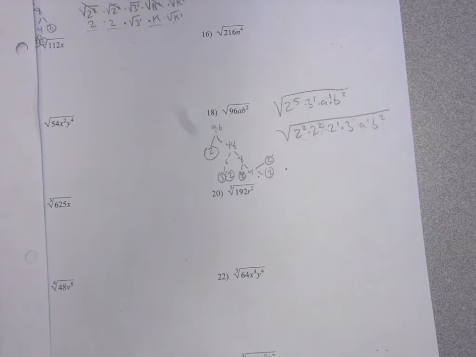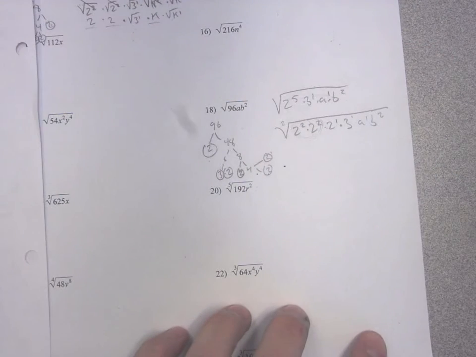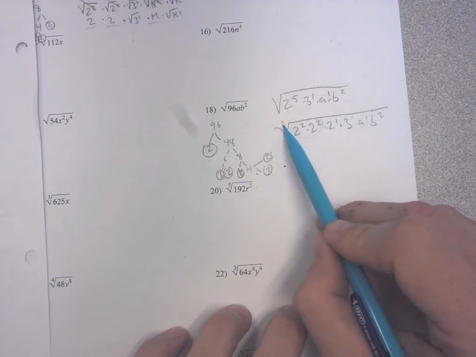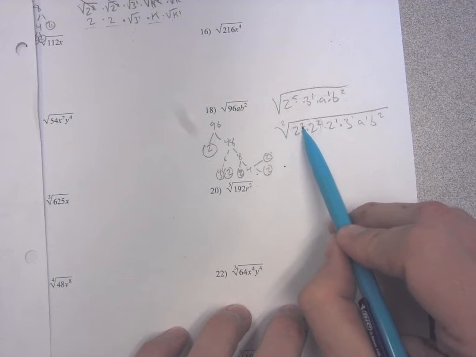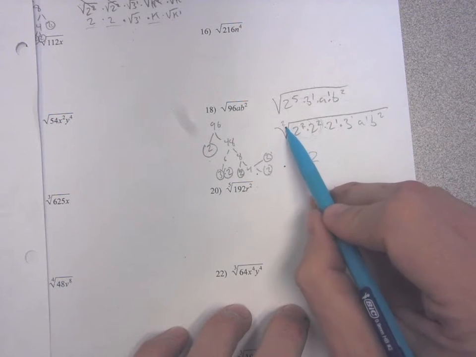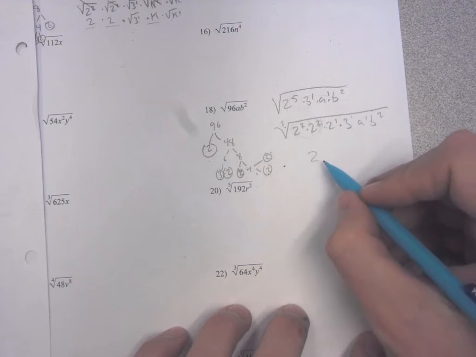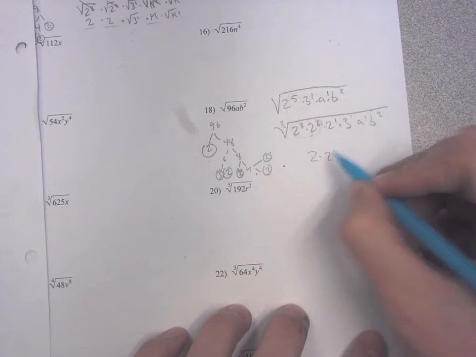So we're looking for powers of 2 because the index on this root is 2. The root cancels powers of 2. So this root 2 cancels with this power of 2, leaving me a regular 2 on the outside. This root 2 cancels with this power of 2, leaving me with a plain 2 on the outside.